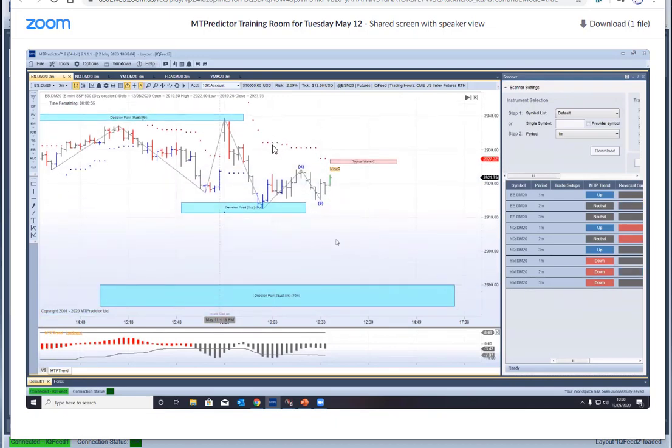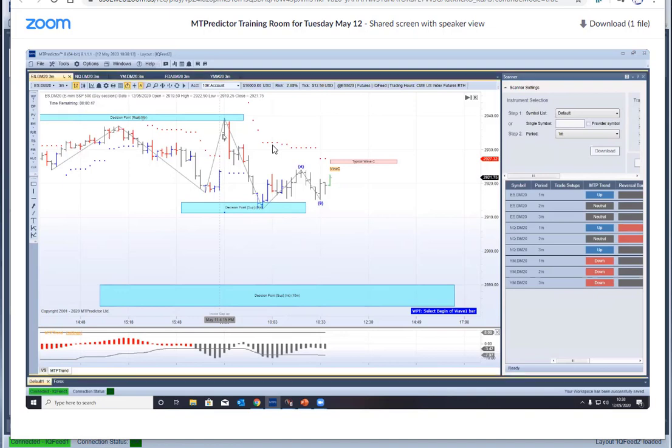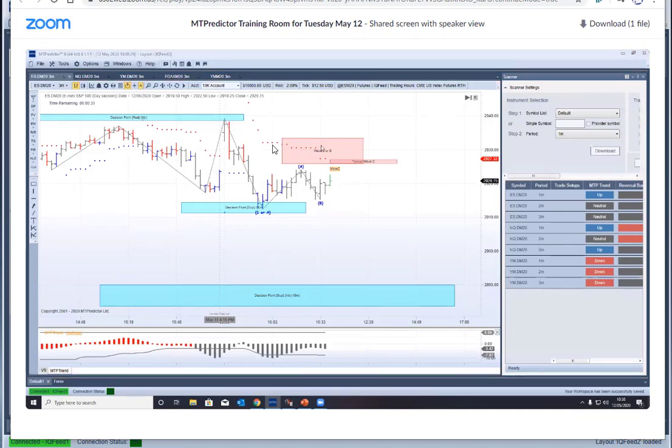Do you see that? Let's look at the bigger swing on here and say, right, actually, our WPT up, wave 2 or B, off this first swing down. This will be the area for potential wave 2. So can you see what I'm doing here? I'm now working totally and utterly in advance of the market. This is what we're trying to do with MTPredictor.